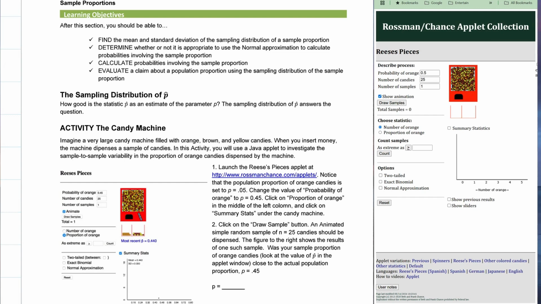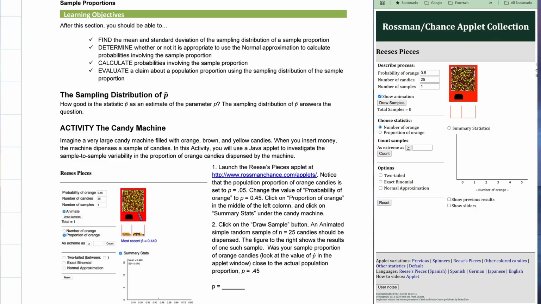We should be able to determine whether or not it's appropriate to use a normal approximation to calculate probabilities. And then we should be able to do some calculations of those probabilities and then maybe use them to evaluate the quality of a claim about that. But to give you a sense of what's going on, we're going to build a distribution of sample proportions, or the sampling distribution of p-hat.